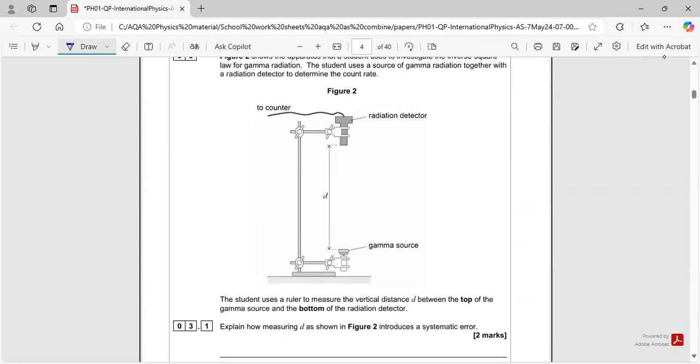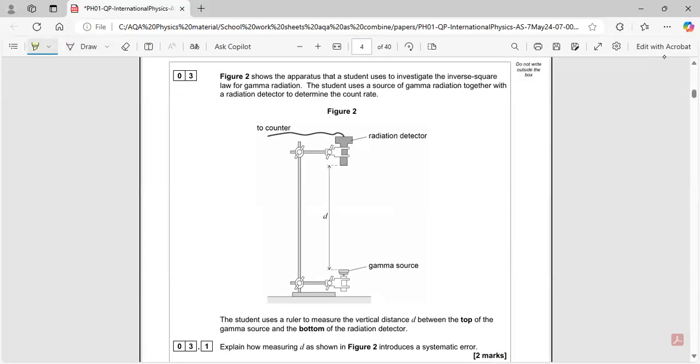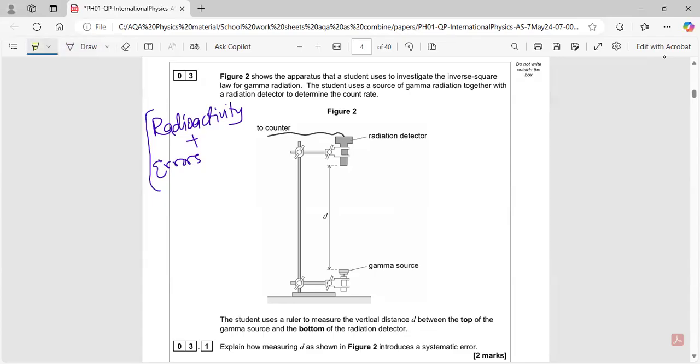Okay, let's move on to this question, which is again a very tricky one and a different one. None of the questions in previous years was like this. So this question is from radioactivity, but they have clubbed the errors from measurement in this. Okay, so first, if we read the question, we get to know that this figure is what the student is going to use to investigate the inverse square law for the radiation.